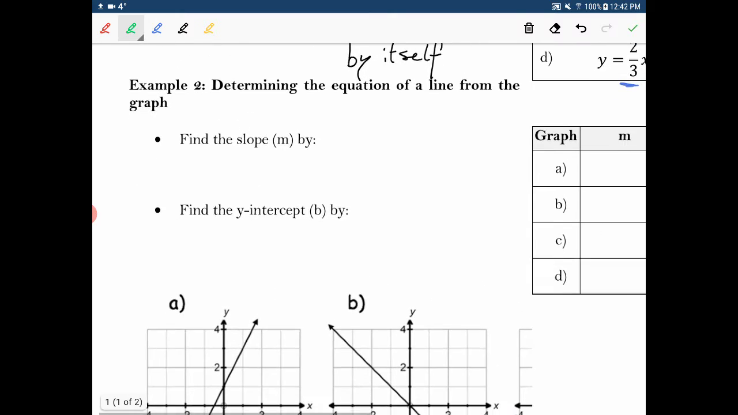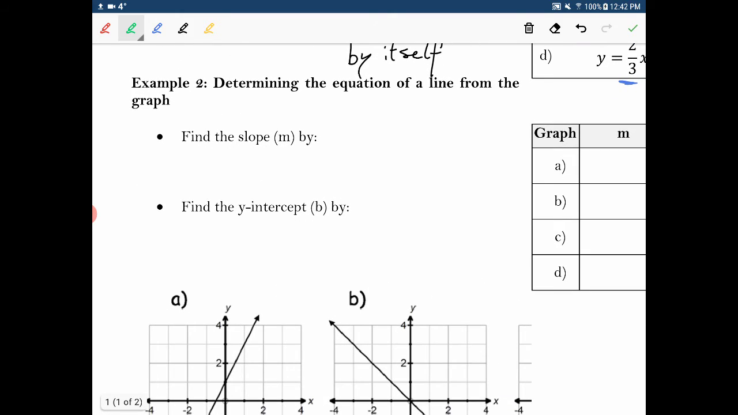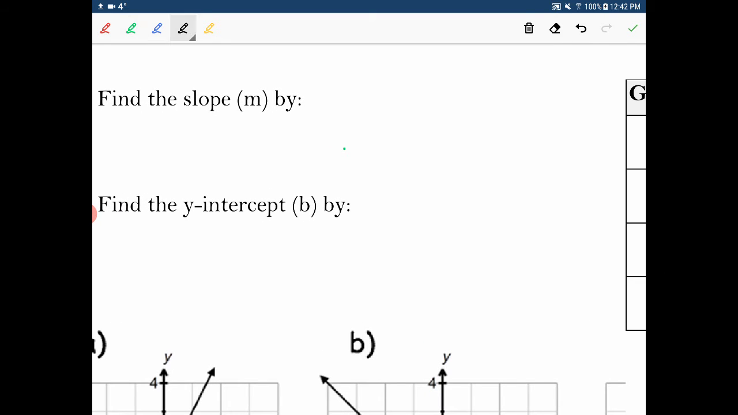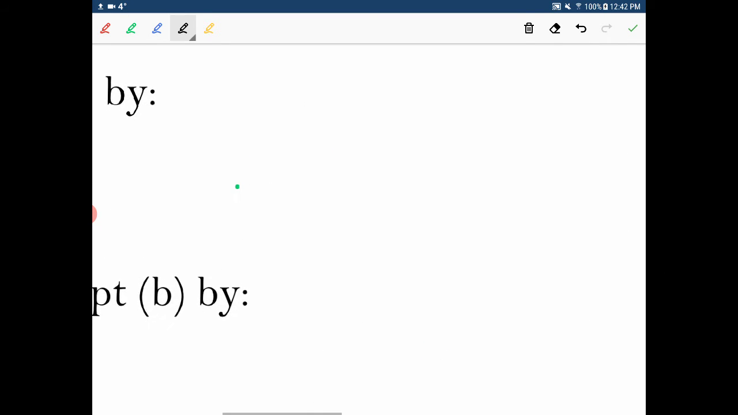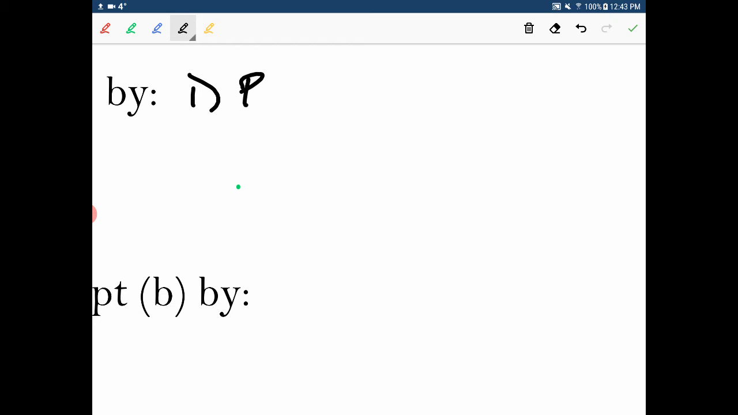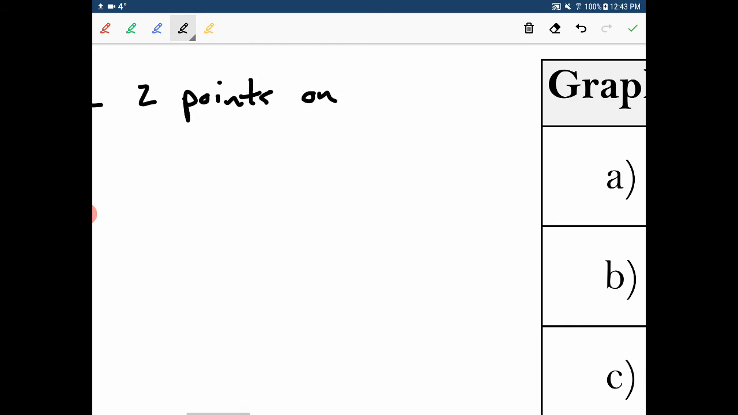All right, so what if we are given the graph, though? So this is where we're going to follow some steps here. I didn't really give myself enough room here, so I'm going to zoom right in. Okay, so if we're given a graph, you're going to do 3 steps. The first thing you're going to do is pick 2 points on the line.